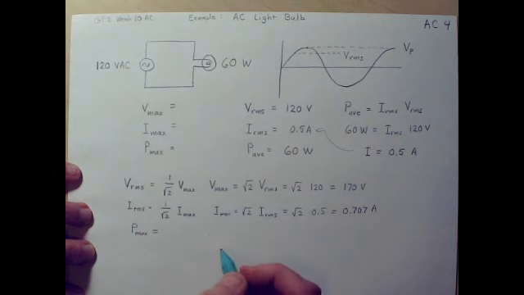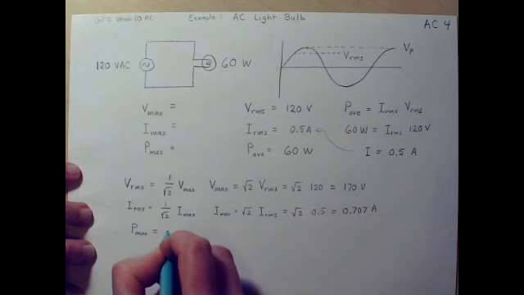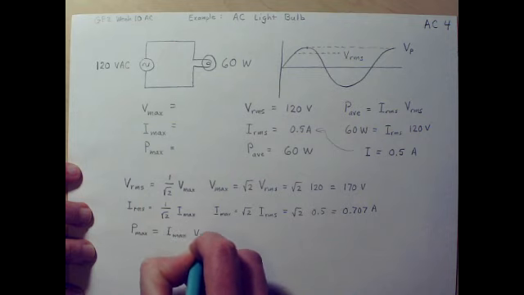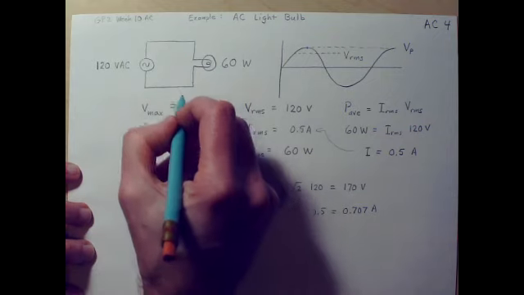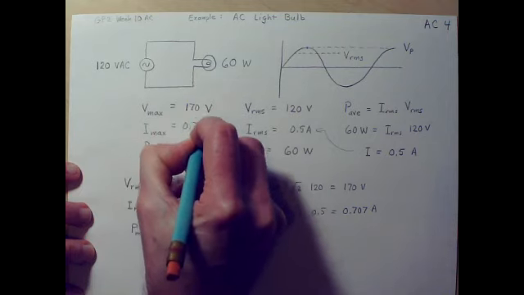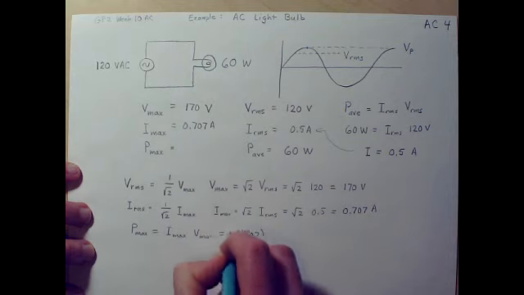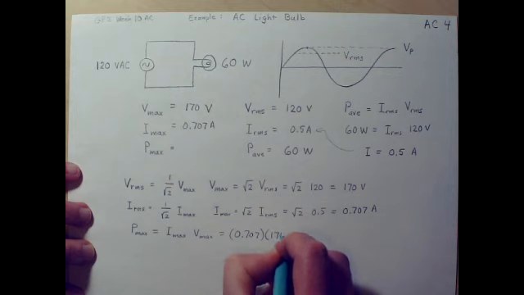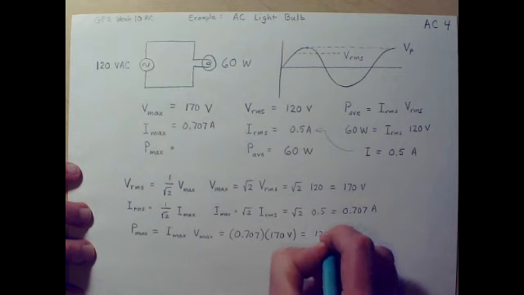Well, one could compute this a bunch of different ways. Let's just guess that the maximum power should surely be the maximum current times the maximum voltage, or the peak current times the peak voltage. We've gotten 170 volts for the maximum voltage and 0.707 amps for the maximum current. So we could take 0.707 and multiply it by 170 volts, and we would get exactly 120 watts.